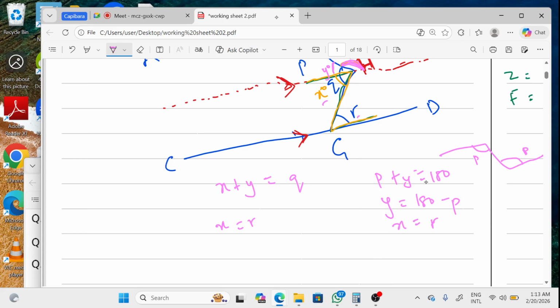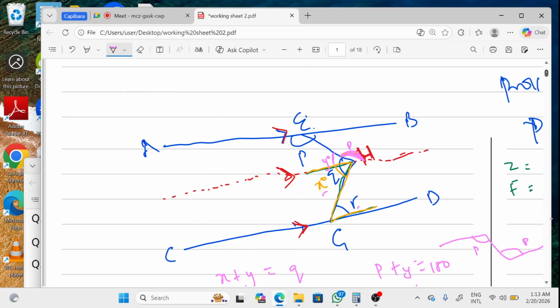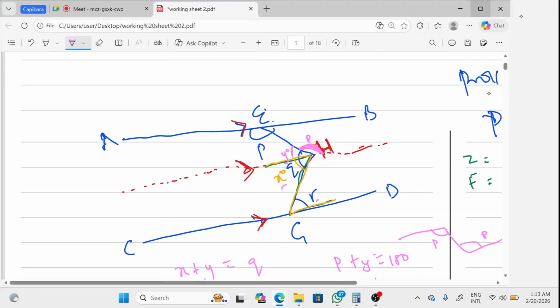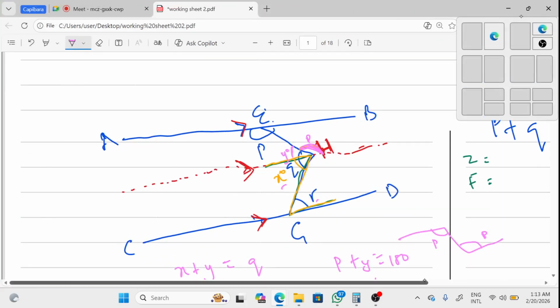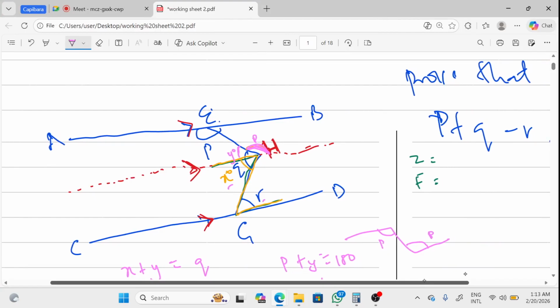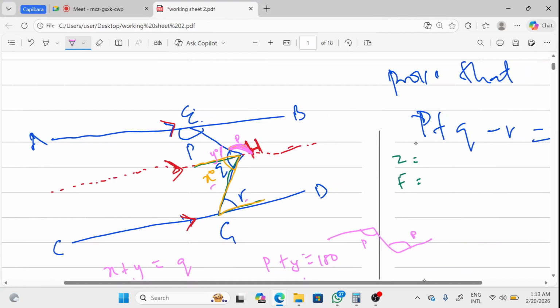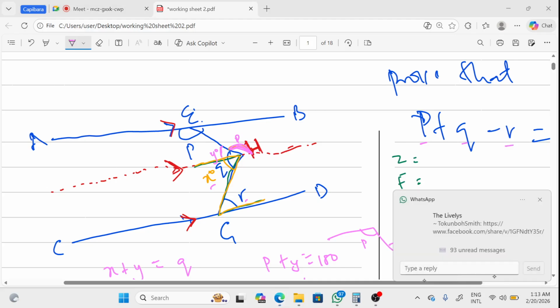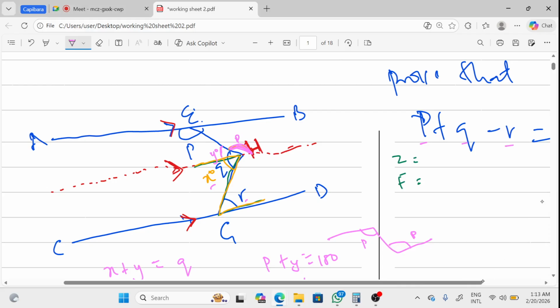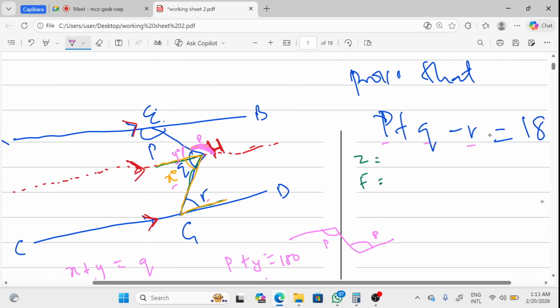So now they are asking me the question that I should prove. Let's see if I'll be able to prove what they asked me to prove. Okay, let me have a fuller screen. So that I should prove that P plus Q minus R is equal to 180 degrees.